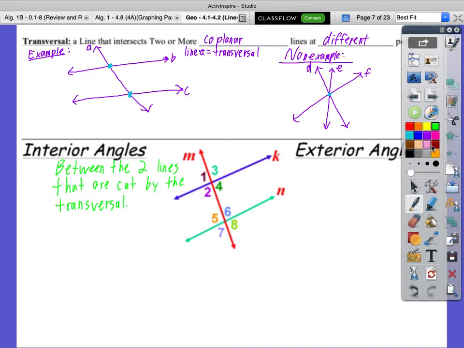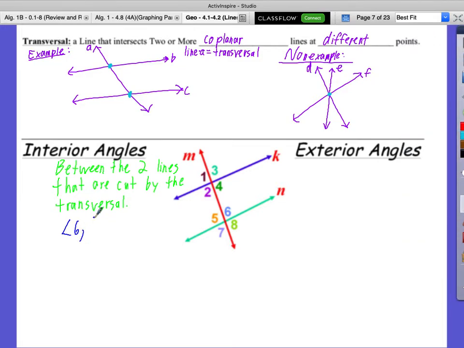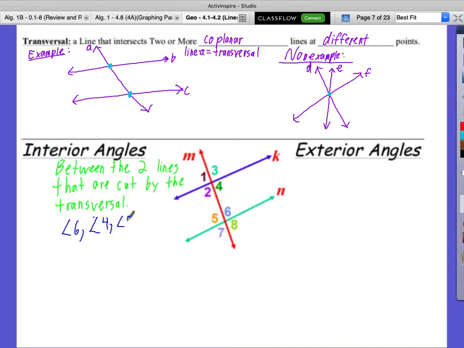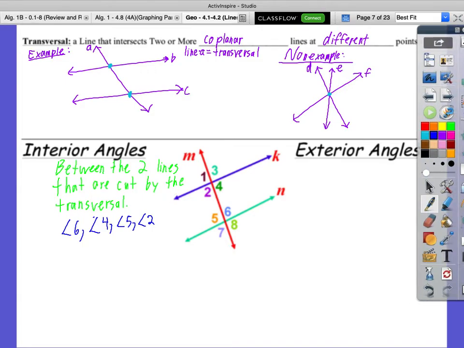Angle 6 would be an interior angle. Emily? Angle 4, I know it kind of goes in reverse order there. Somebody else want to give me an example? There's two more. Angle 5, yep. And then angle 2 would be our last one. If we're going to call any angles interior here, it makes sense that we would pick those four angles. Those are between our two lines. They're kind of guarding it.